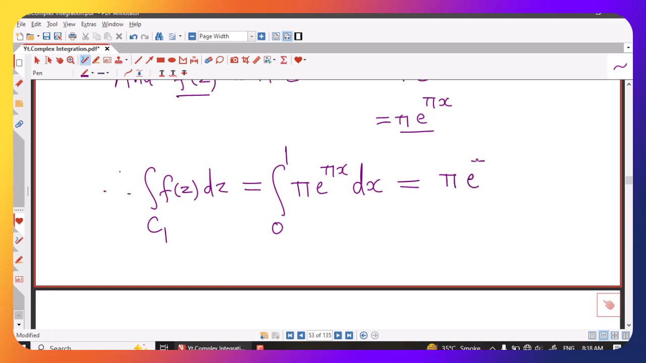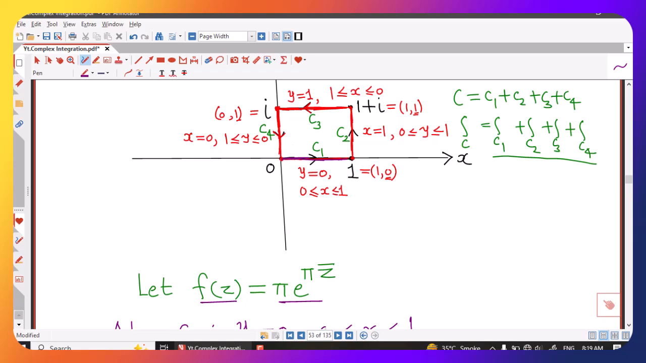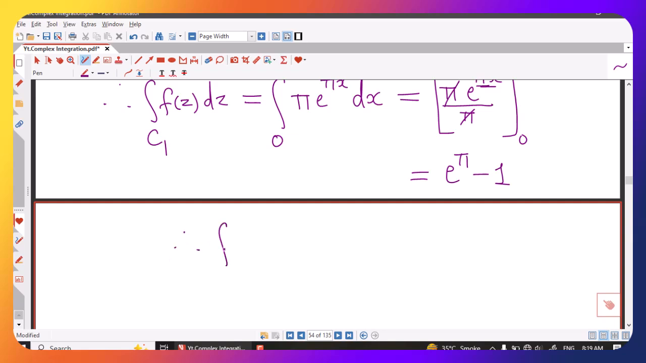Integral of e raised to pi x is e raised to pi x divided by the coefficient of x, which is pi, and x is from 0 to 1. Pi will get cancelled, and if I take x equal to 1, here I will have e raised to pi, and for x equal to 0 I will have e raised to 0, that is 1. So this is the integral along the first boundary, which is y equal to 0 and x lies between 0 and 1. In this way we obtain integrals along C2, C3, C4, and then we will add them. So therefore the integral of f of z along C1 is e to the power pi minus 1.